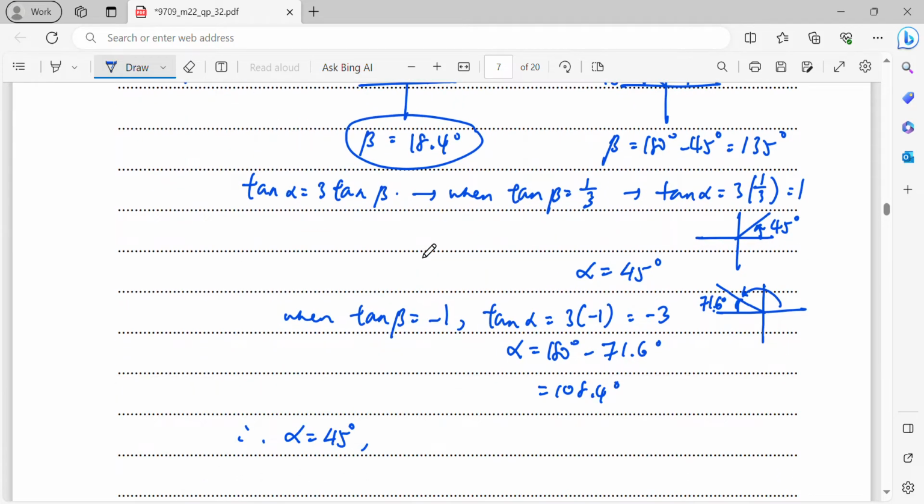So now my conclusion, when alpha is 45 degrees, my tangent beta is 1 over 3, which is 18.4 degrees. Okay, and another set of the answer will be when alpha is 108.4 degrees, my beta is going to be 135 degrees. Okay, so that's the solution of this question.